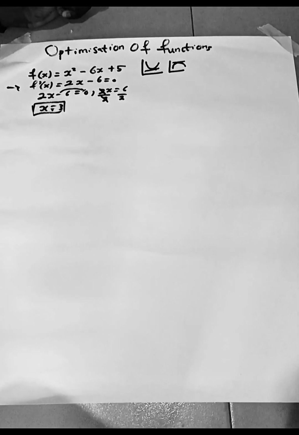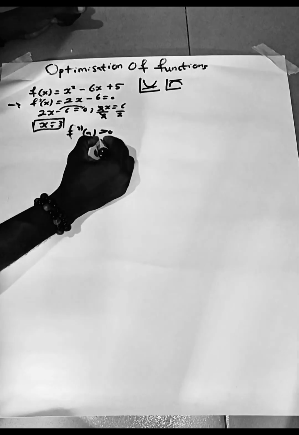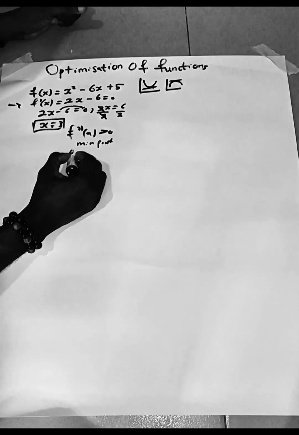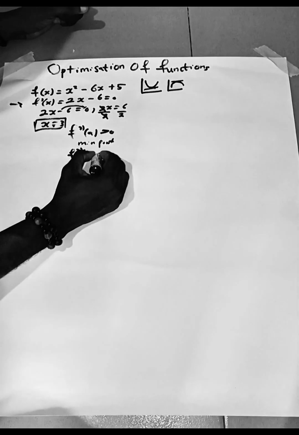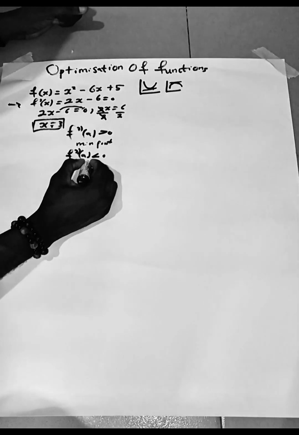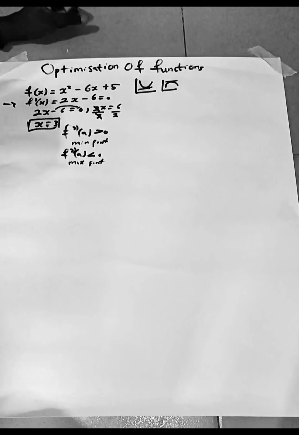Now that we found our first derivative, we need to determine if this point is a maximum or a minimum point. How do we do that? The rule says f double prime of a, where a is the value of x, if it is greater than 0, then it is the minimum point. If f double prime of a is less than 0, it is the maximum point. Now how do we get f double prime of a? We basically take the second derivative of the function.